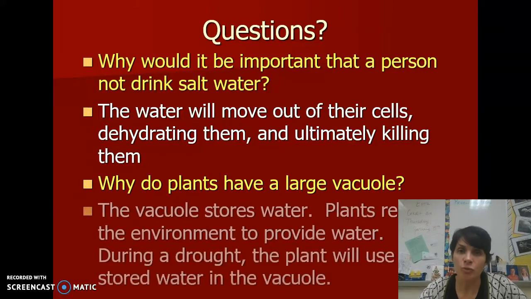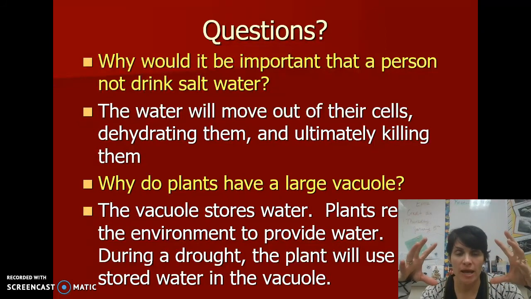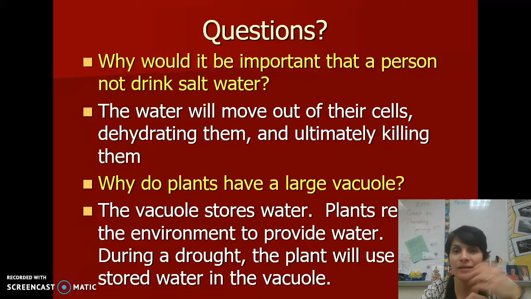And the plants rely on the environment to get their water. If it's in a drought, the plants aren't going to get water. So water ultimately would move out of the cells. They rely on that large vacuole as a storage tank and will call upon that storage tank when they need water in times of drought or if you forget about your plant and don't water it for a while. So that's why they have a large vacuole.